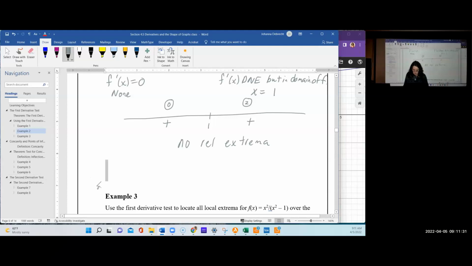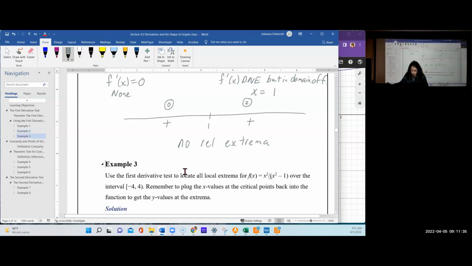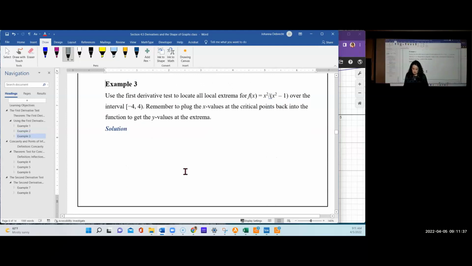Okay, let's take a look now at example 3. Use the first derivative test to locate all the local extrema for this function, but only over the interval from closed -4 to open 4. Remember to plug the x values back into the function, the x values of the critical points that are places of relative extrema, to get the values at the relative extrema.